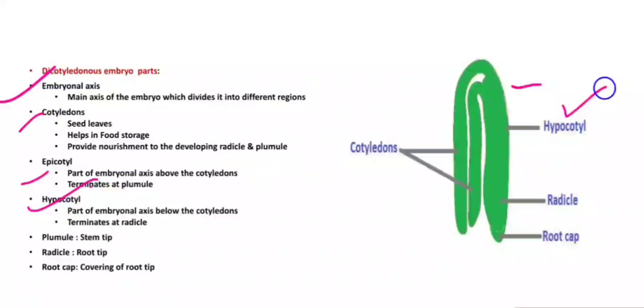You can see in this diagram the hypocotyl region. This is the part of embryonal axis below the cotyledons and this will terminate at radicle. Plumule will represent the shoot tip or the shoot apex. Radicle will represent the root tip and root cap is the covering on the root tip.